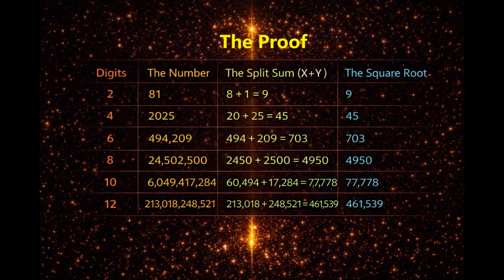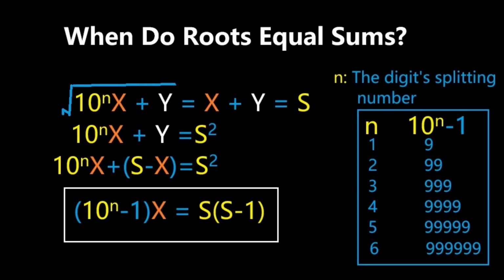But what about the weird ones? Like 2025, 494,209, or 24,502,500. These are a rare type of Capricorn number. In all these cases, the pattern is driven by a modular relationship. For a 2n-digit number to work, the square root s, the sum of x plus y, must satisfy a strict condition. The product, s times s minus 1, must be divisible by 10 to the power of n minus 1. To be noted, the term 10 to the power of n minus 1 appears because splitting a 2n-digit number into 2 n-digit blocks is equivalent to working modulo repeating 9s, like 9, 99, 999.